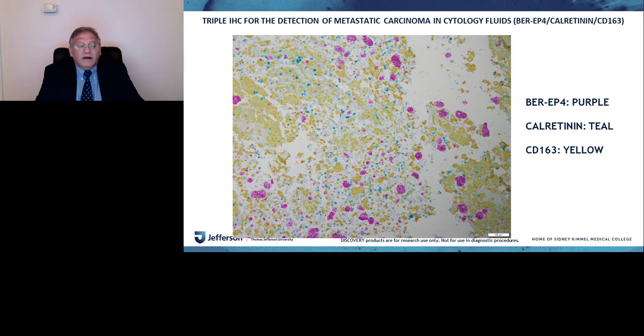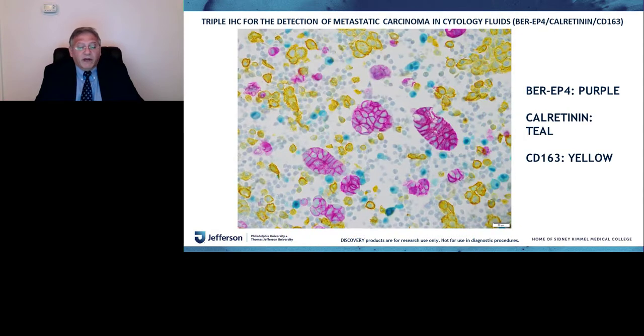You have the teal color indicating the mesothelial cells that are benign in the background. And then you have your purple showing you the clusters of the metastatic carcinoma. Higher magnification, everything is clean and recognizable. Inflammatory cells in the background are just the hematoxylin counterstain.